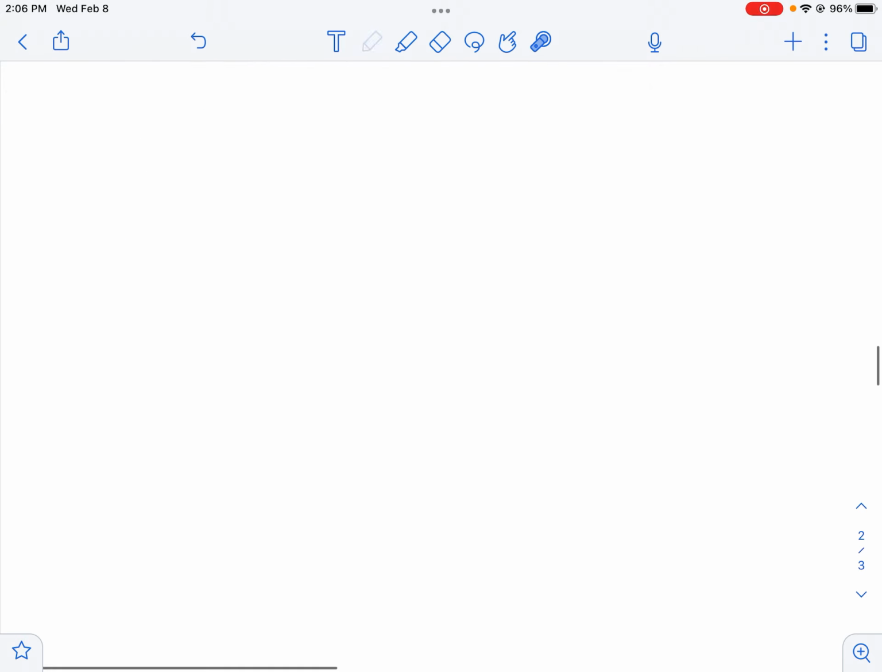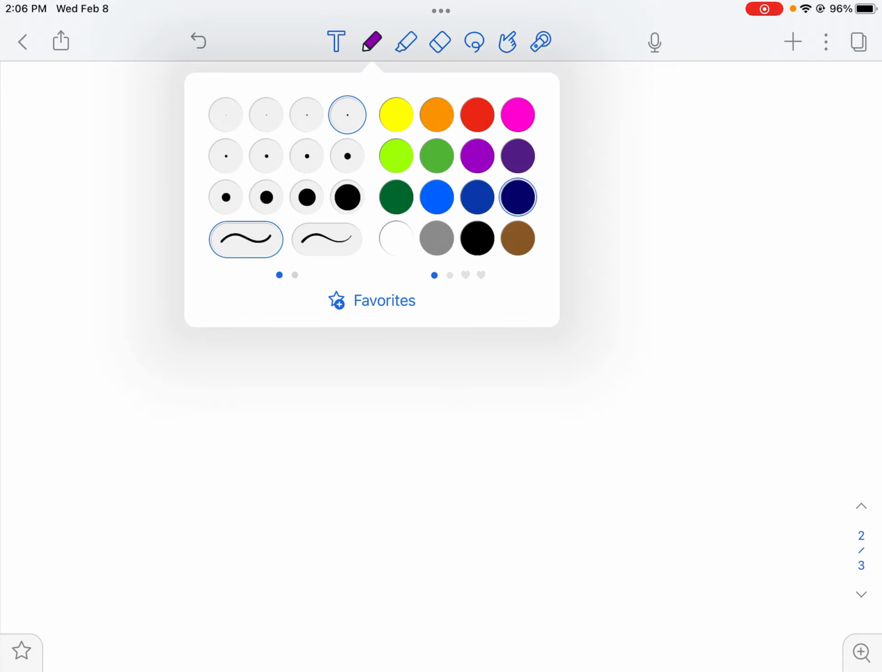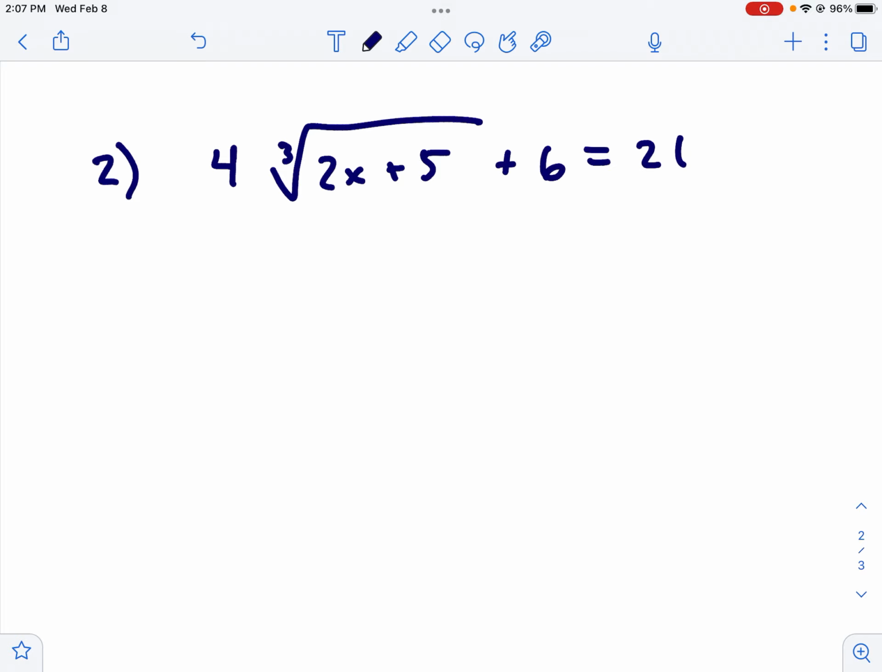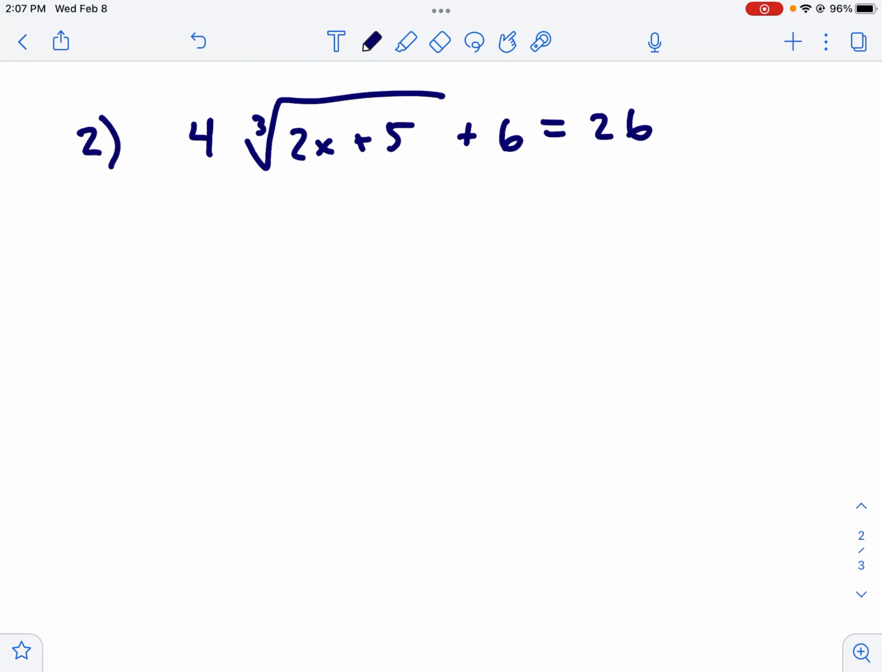The second question on the board, let me go back to my blue here, is a little bit more complicated. 4, and then you have the cube root of 2x plus 5, plus 6 equals 26. In this particular problem, we're going to, again, go through those steps. Remember, step 1 is to isolate the radical, so we need to get this by itself, so everything else needs to go to the other side.